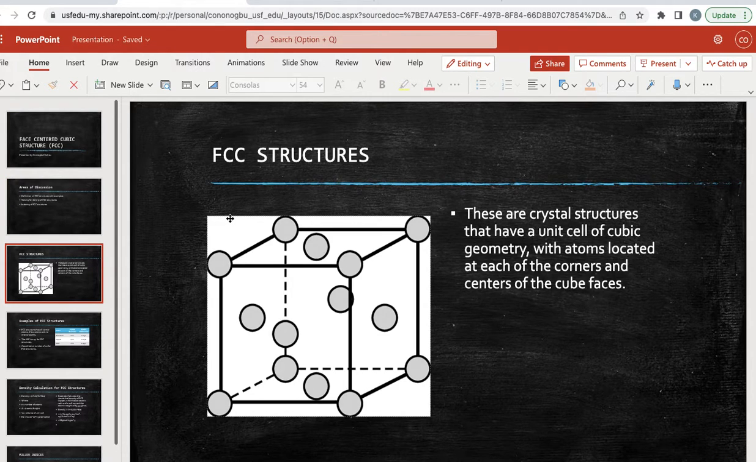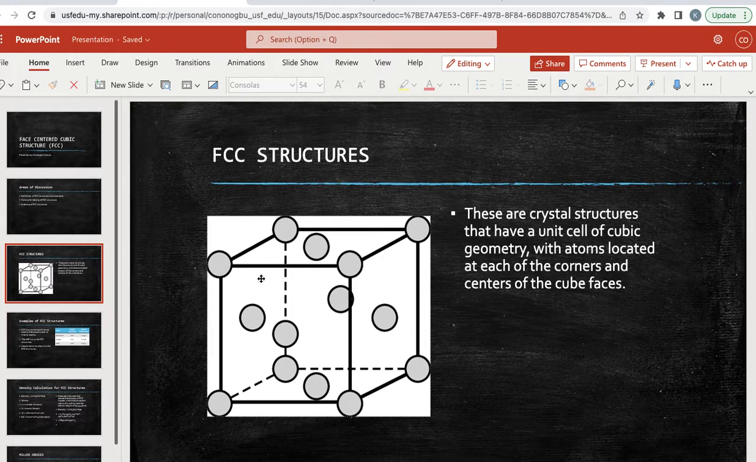Okay, so FCC structures. These are crystal structures that have a unit cell of cubic geometry with atoms located at each of the corners and centers of the cube faces. First of all, crystal structures are structures that follow a regular pattern. For FCC structures, we have this cube, which is going to be replicated to form the whole structure. So now we're just trying to study that unit cell, that singular pattern that's going to be followed through.